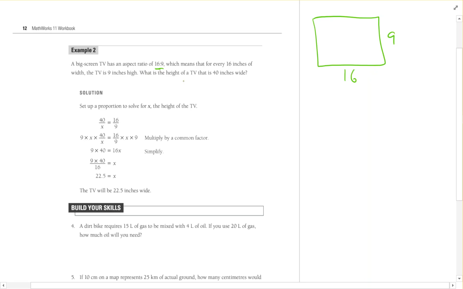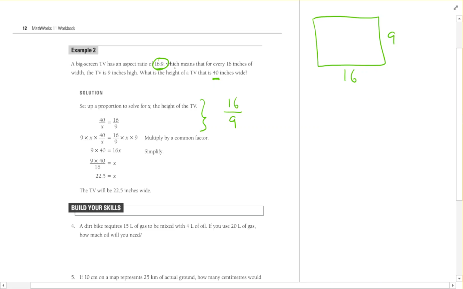What is the height of a TV that is 40 inches wide? So it's still going to follow that same ratio, but instead of 16, it's going to grow to 40. So now what's our side length going to be? So now let's set this up. What I would do first is just write down what you know. So 16 by 9, we're just going to rewrite that, but write it as a fraction. I'm just going to do on the side here what they've done here, but explain what I'm doing. So let's go 16 over 9. So that's step number one, just rewrote that.